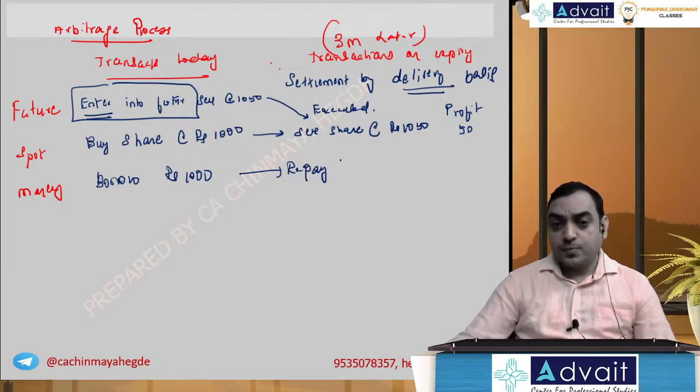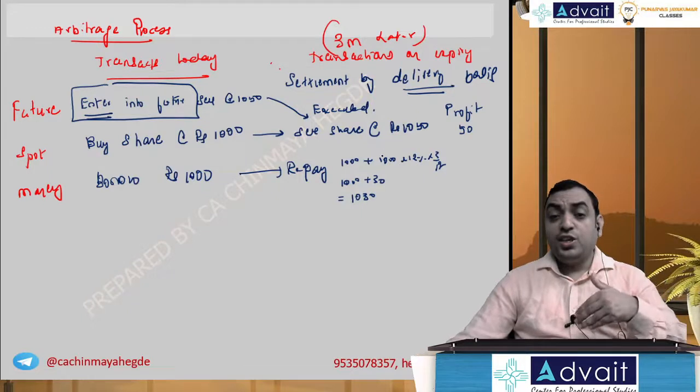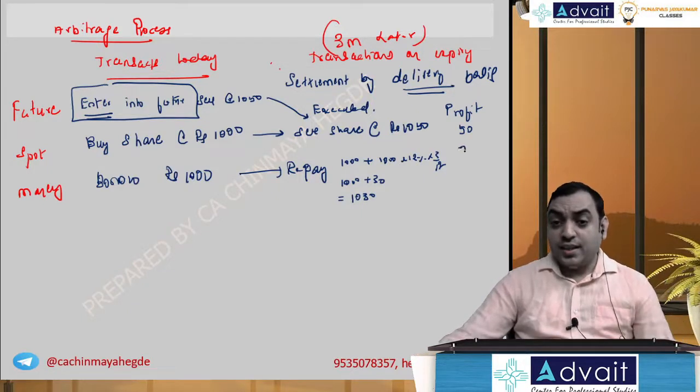Along with interest. How much? 1000 plus interest on 1000 at 12% for 3 months. That means 1000 plus 30. So you're going to repay 1030. Now, 1000 you borrowed, 1030 you are paying. So what is the cost? Interest cost. Interest cost is 30 rupees.